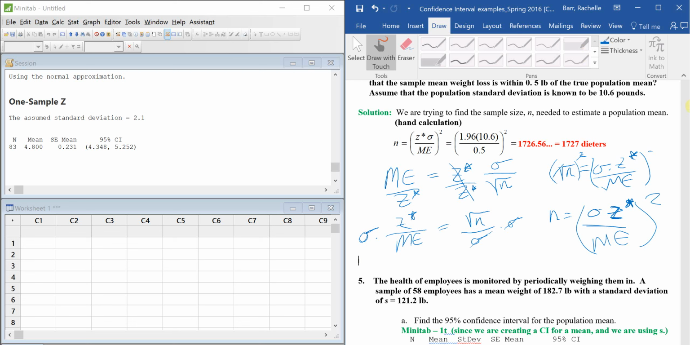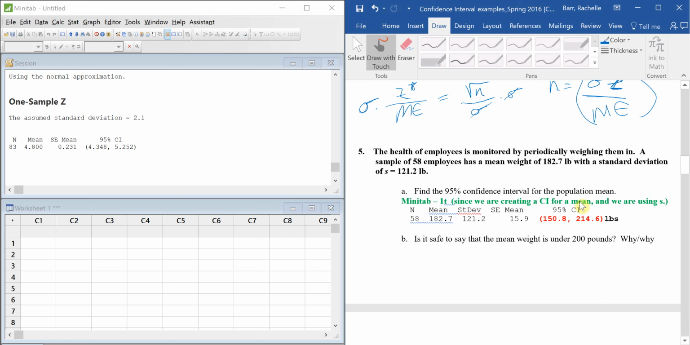Divided by margin of error squared. So that's exactly where that formula came from, in case you were wondering. So when you do this, you get a decimal. And I don't know about you, but you can't have half of a person on a diet. Sad but true. So we always round this up, because if you round it down, it's quite possible that you don't have enough people in your sample to meet that margin of error. It's always better to have a slightly smaller margin of error than what you need, rather than a slightly larger one.